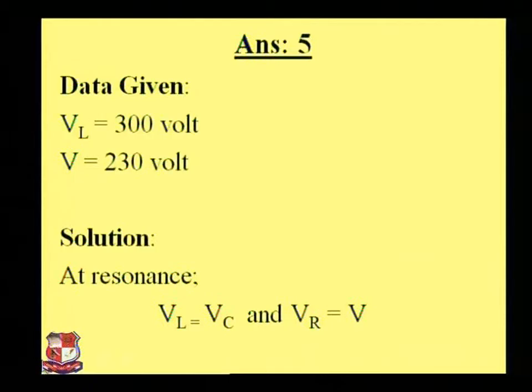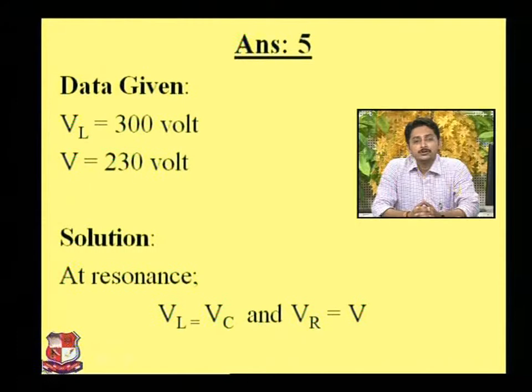Now the next question, answer 5, which is the example. First of all, just take the data whatever is given to you. Wherever line voltage is 300 volts. Whatever the basic voltage given to you becomes your line voltage, or your inducting voltage. Then the applied external voltage is 230 volts. So using these two values, we can solve our question.